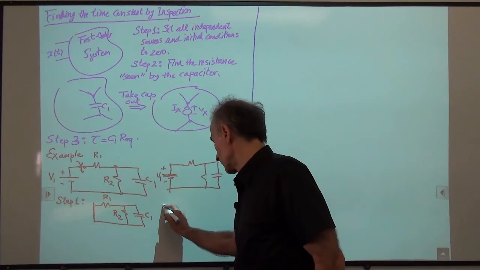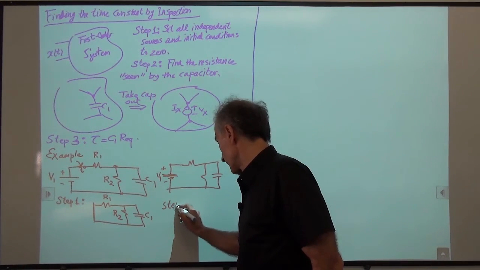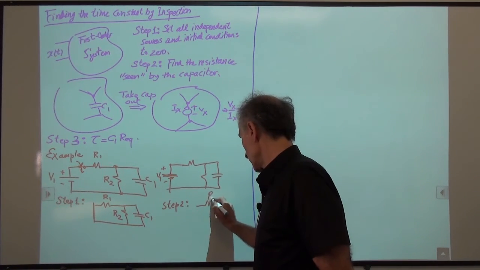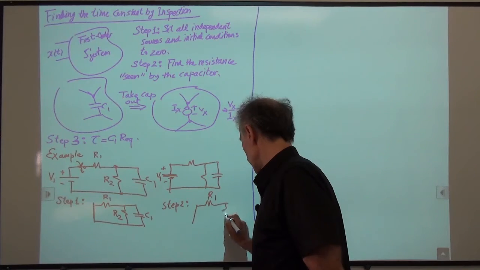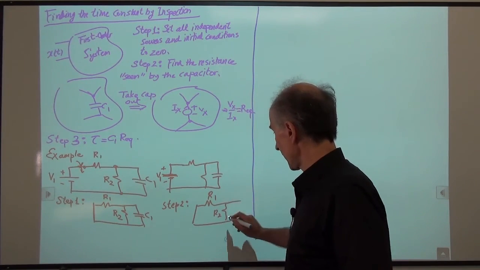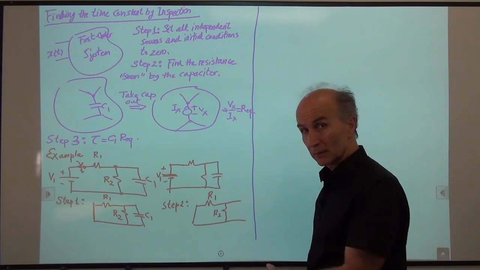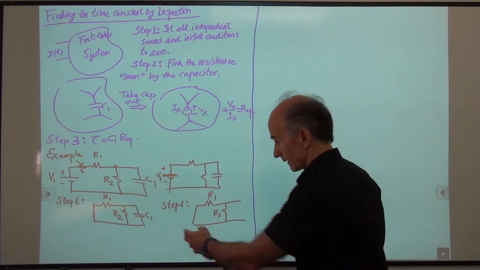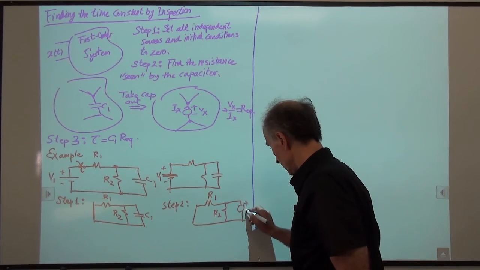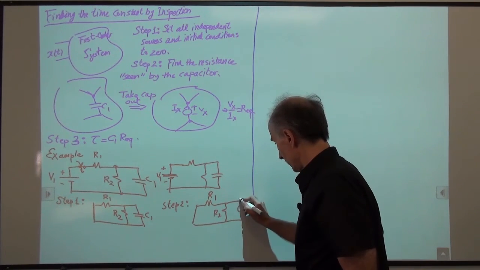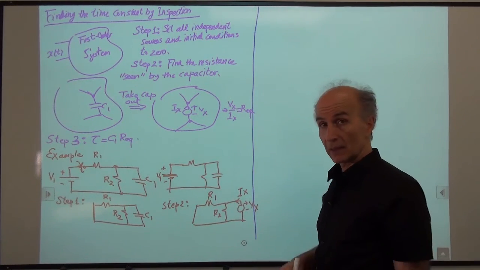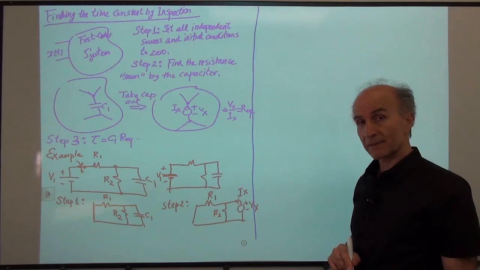So step number 2 says, take that circuit, R1, R2, take the capacitor out. Capacitor is out. Place a voltage source there instead of the capacitor. So that's the voltage source, Vx, and measure the current from that voltage source. Vx over Ix gives us the equivalent resistance.